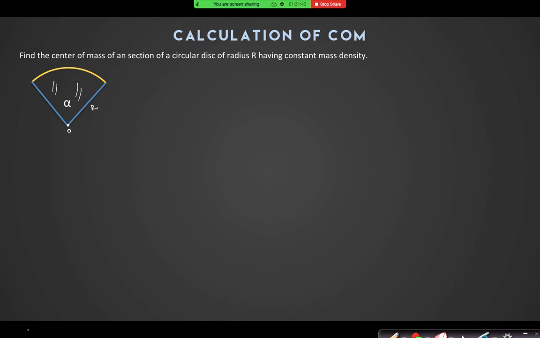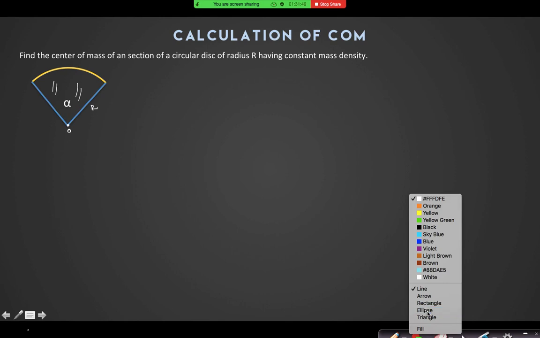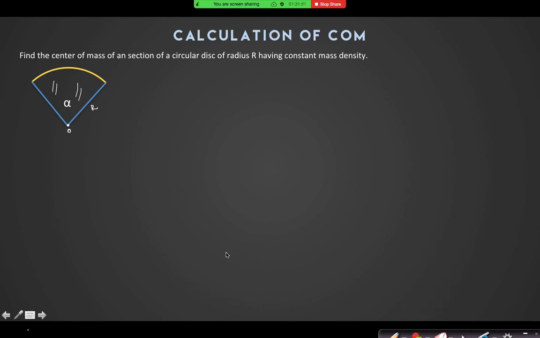Okay, how can we solve it? Sir, is the answer 4r by 3 alpha into sin alpha by 2? Yes, yes, good. So we will take a small ring, a part of a ring.